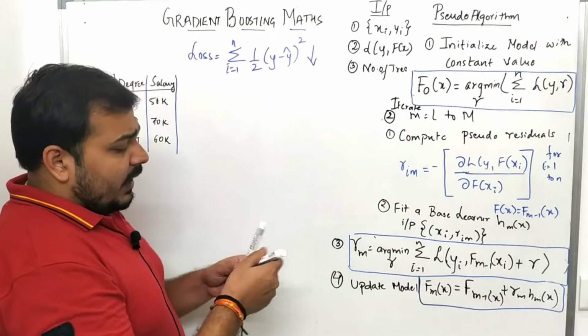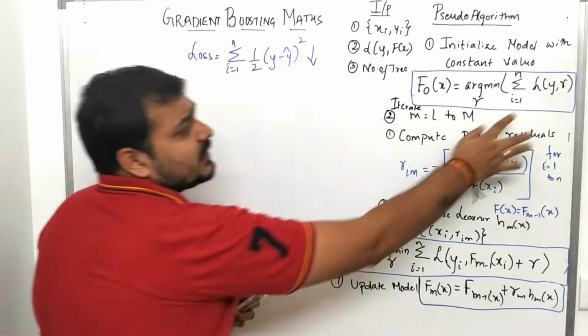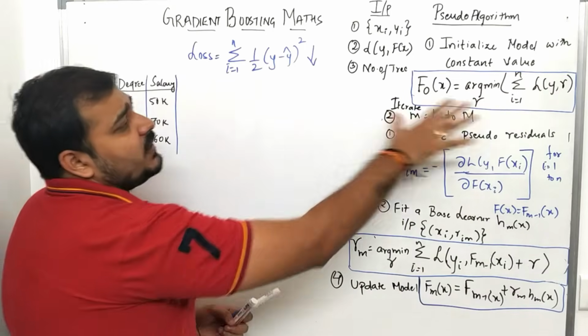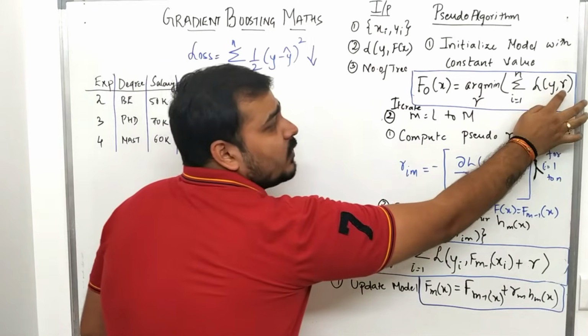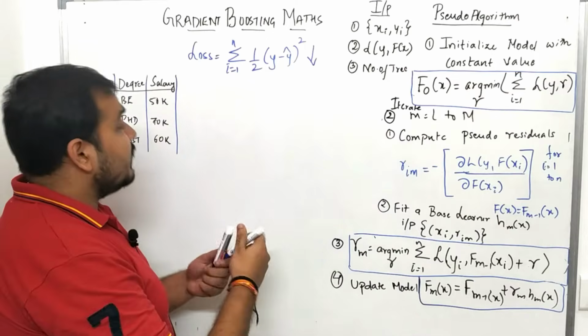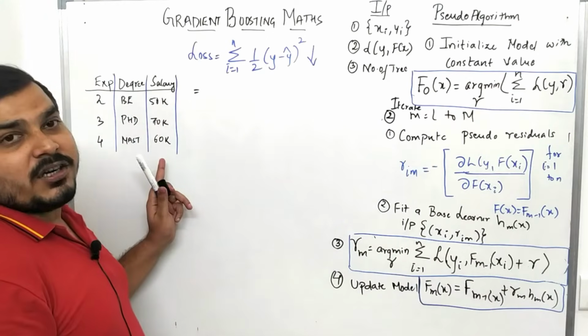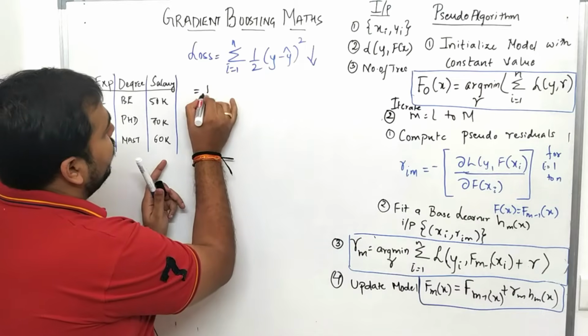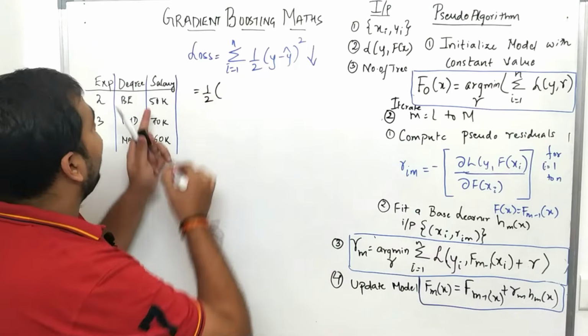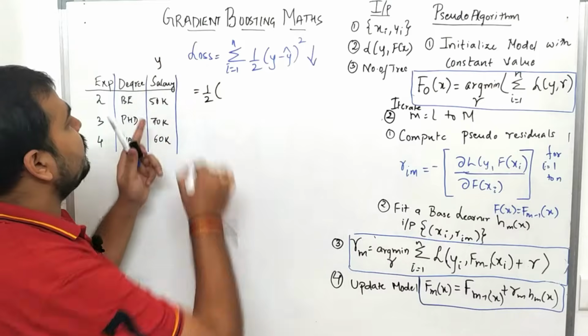Now over here, remember when I'm writing this, if I try to expand this, I need to find this y hat value. Understand this. Let me consider that these 3 records are there. So I will write 1 by 2 times my y value. This is my y value, this is my actual value.